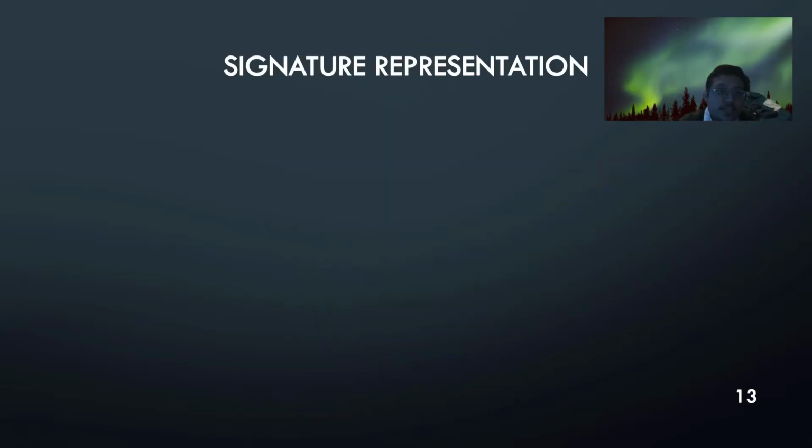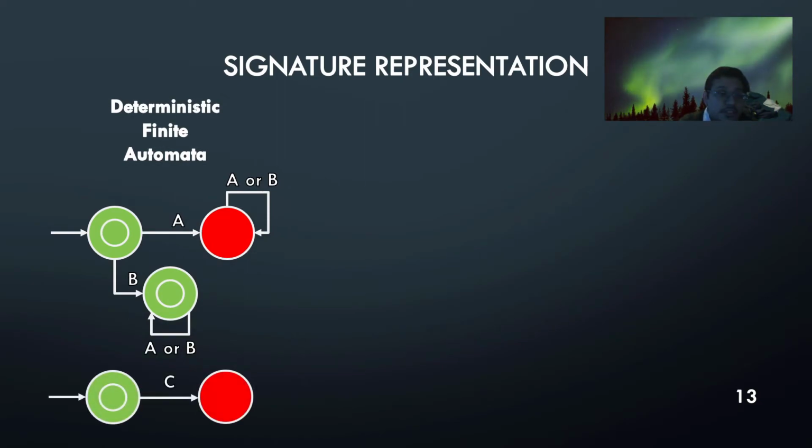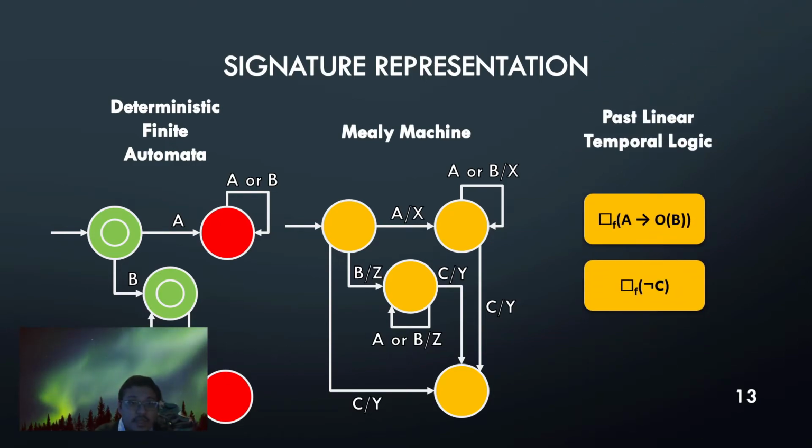So what different types of signature representations can we use? Well, first of all, we can use a deterministic finite automata, a DFA, which tells us whether or not an attack has occurred. Similar to this, we can use a Mealy machine, where the output also helps us identify if an attack has occurred and which one specifically. And we can also use passive linear temporal logic, which is a technology very well suited for this type of temporal ordering, property violations and analysis.